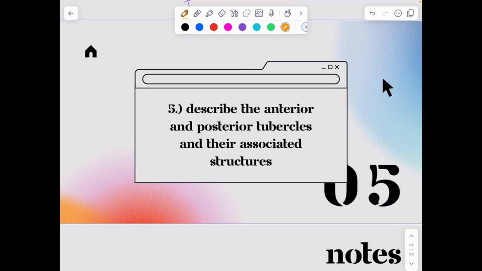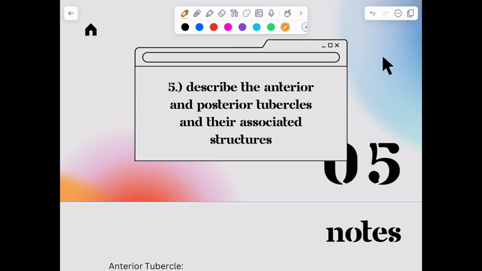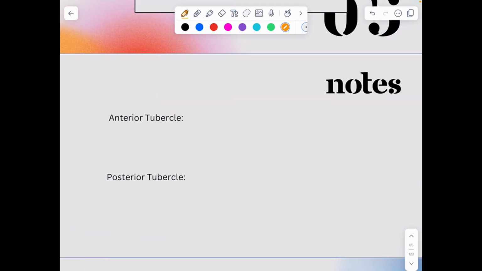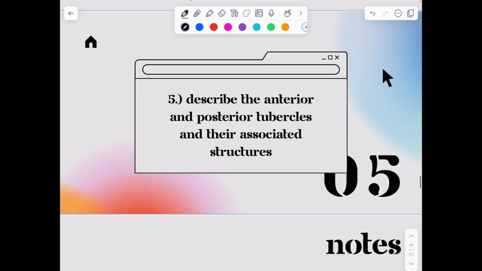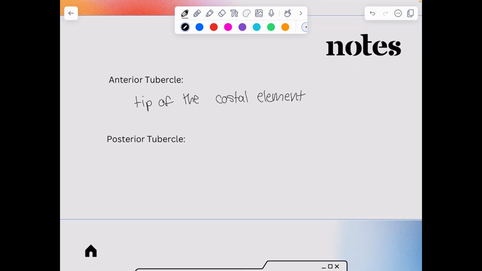Cool. Okay. Describe the anterior and posterior tubercles and their associated structures. So, let's see here. The anterior tubercle, so this is just going to be the tip of the costal element. Tip of the costal element. Posterior tubercle, that's going to be tip of the true transverse process, sorry. Tip of the true.